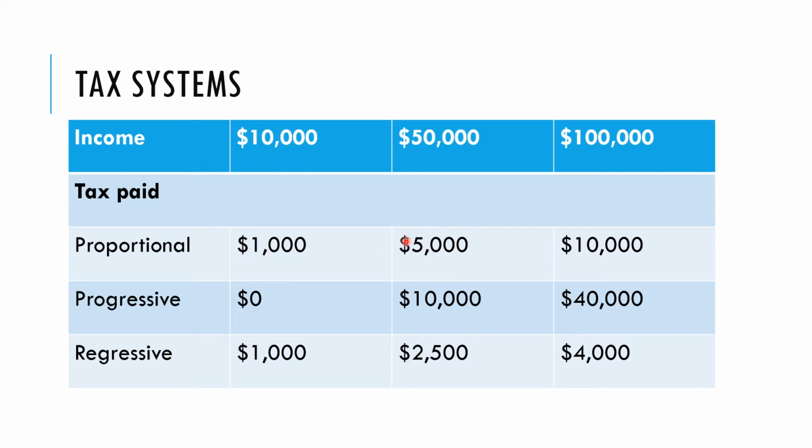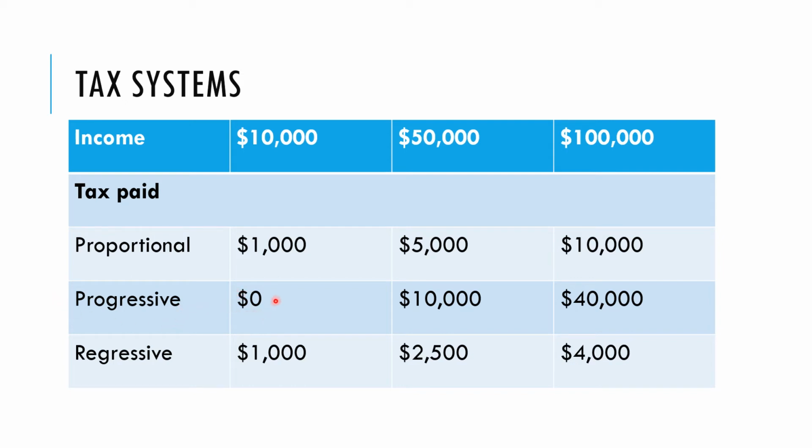This person here is paying $5,000 in all taxes, which is again 10% of their income, and this one is 10% of their income. So here, all three individuals are paying proportionally the same amount of tax, 10% of their income. A progressive tax system might look like this.